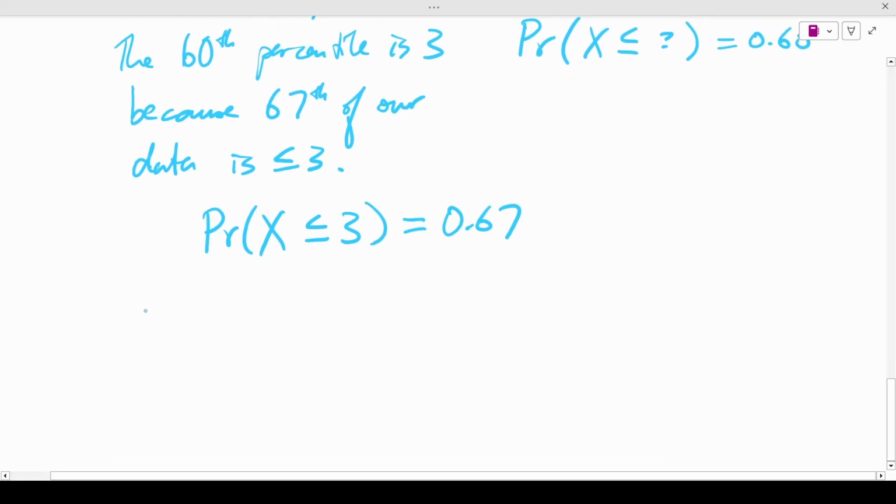What if we wanted to find the 90th percentile? Or actually, let me make this nice since we have 12 data points. Let's find the 92nd percentile.